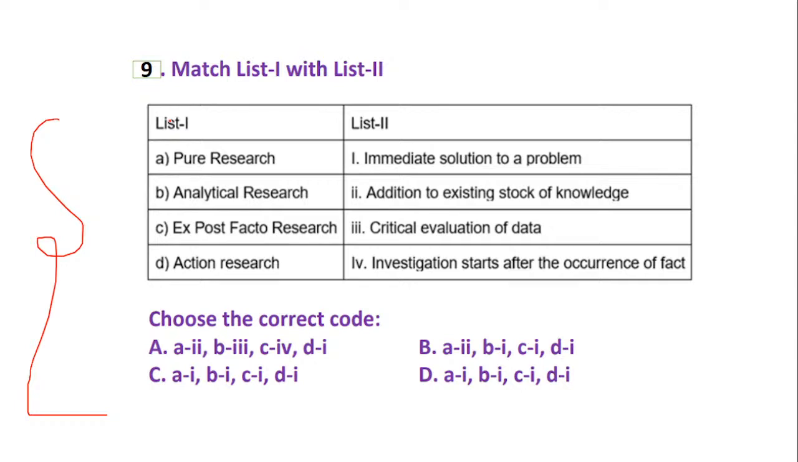Answer is A, students are saying. So pure research, basic research or fundamental research, is addition to the existing stock of knowledge. Analytical research is critical evaluation of data. Ex post facto research is where investigation starts after the occurrence of the fact. And action research is immediate solution. If you are very sure about D, but D is one everywhere, so we can't go with this option.